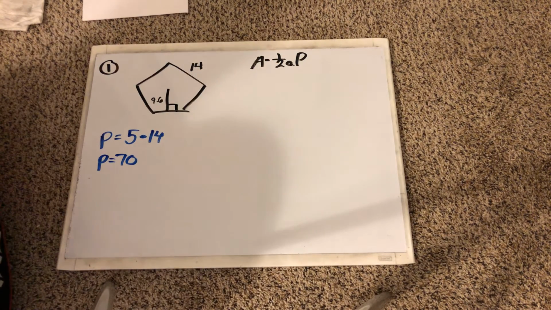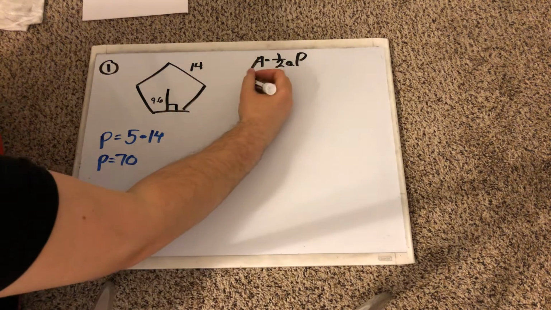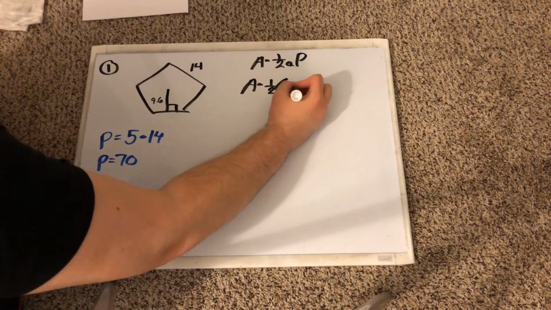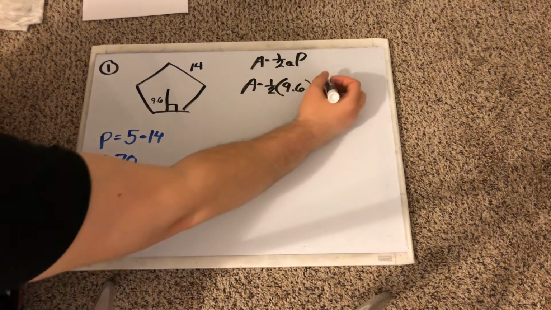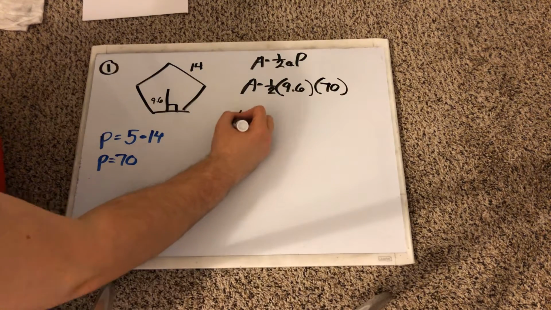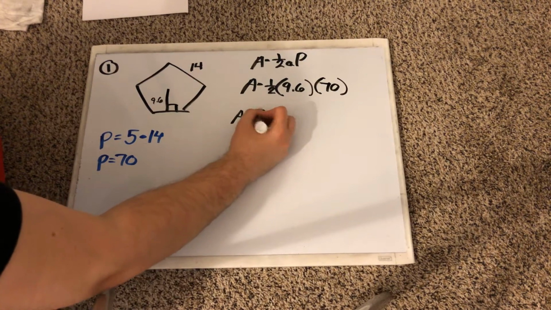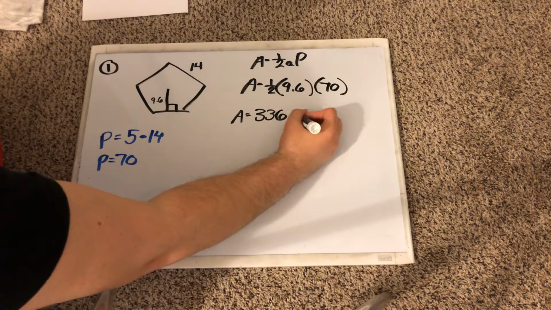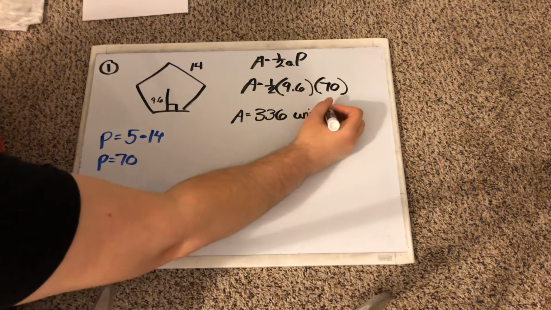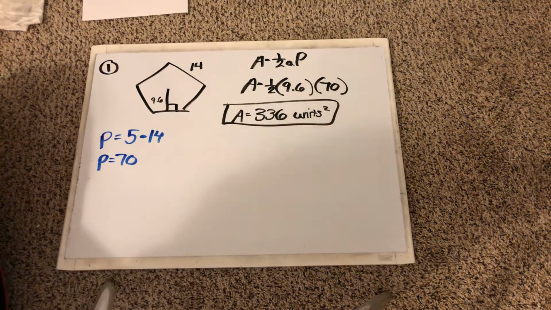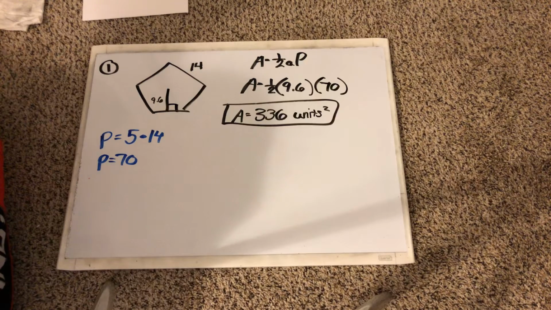So when I plug stuff into my formula, I get A equals 1/2, the apothem is 9.6, and the perimeter is 70. If I multiply all this together, my area is 336. And this is units squared. Again, you don't have to include the units unless I specifically give them to you. So, not too bad.